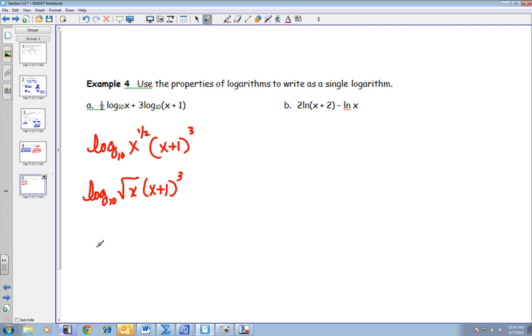Let's do this one. Okay, I'm going to write my logarithm one time. So in this case, it's natural log. I have x plus 2, but then this 2 used to be an exponent, so that goes above. Minus means division. I don't write the natural log again, and it's just x. And then that's my final answer.